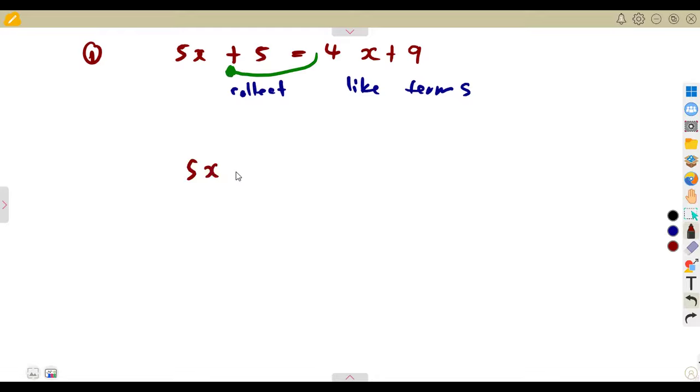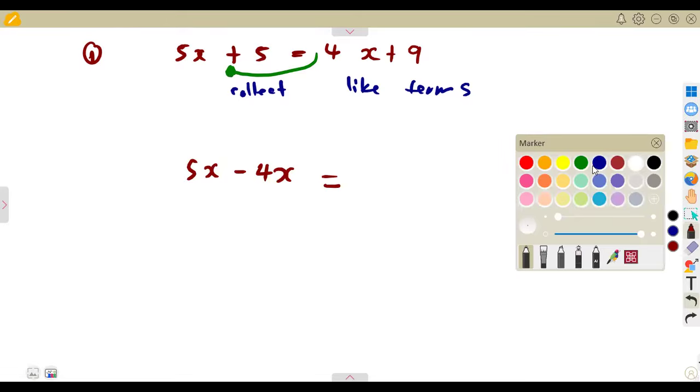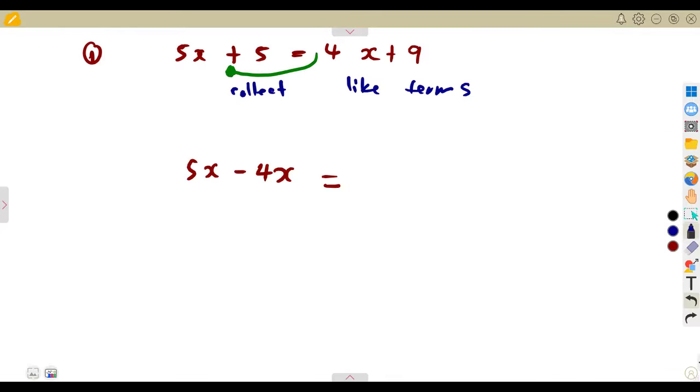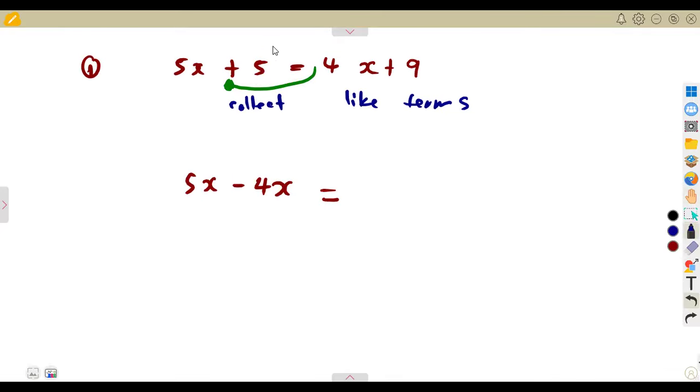So that is 5x minus 4x is equal to... I'm going to transpose the 5 to the other side, because I do not need it on this side. I need the part of x only. The part that does not have x is transposed to the other side of the equation. So this is going to be 9, and the 5 on this side is going to be a minus, so it will be minus 5.